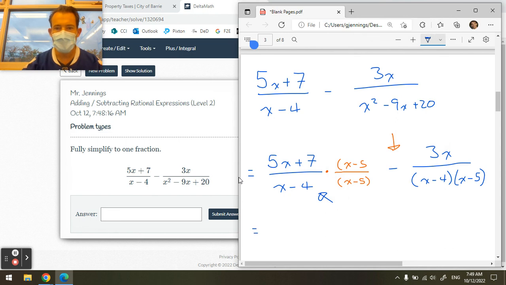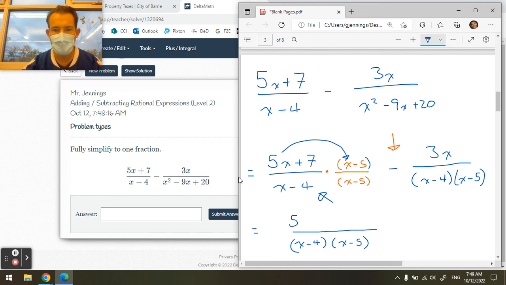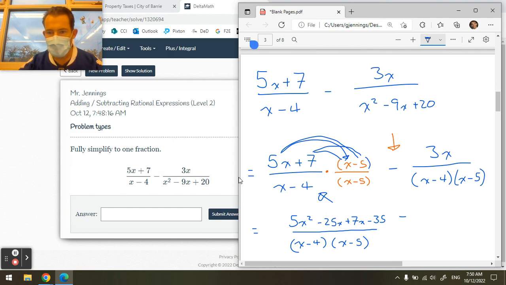So our next line will be, let's finish that bracket. 5x plus 7 multiplied by x minus 5. The denominator is going to be x minus 4 multiplied by x minus 5. The numerator will be 5x plus 7 times x minus 5. So we do 5x squared minus 25x plus 7x minus 35. Minus 3x is what's coming from the numerator on the other side.